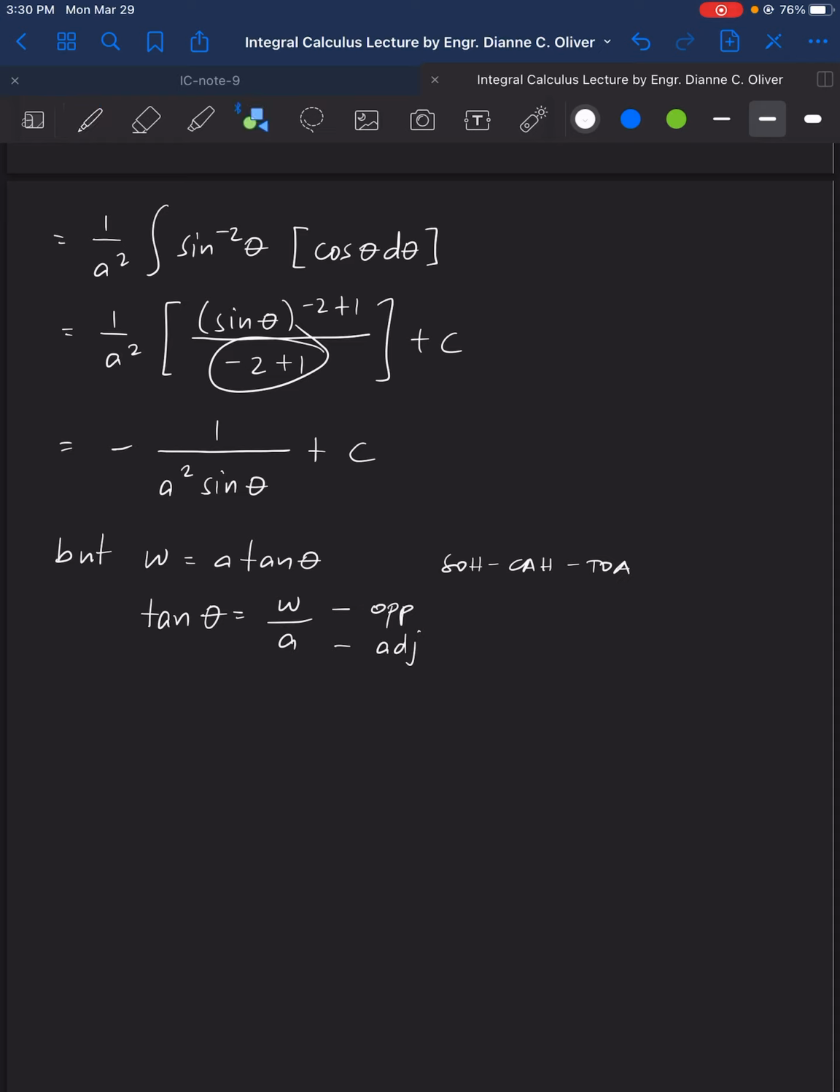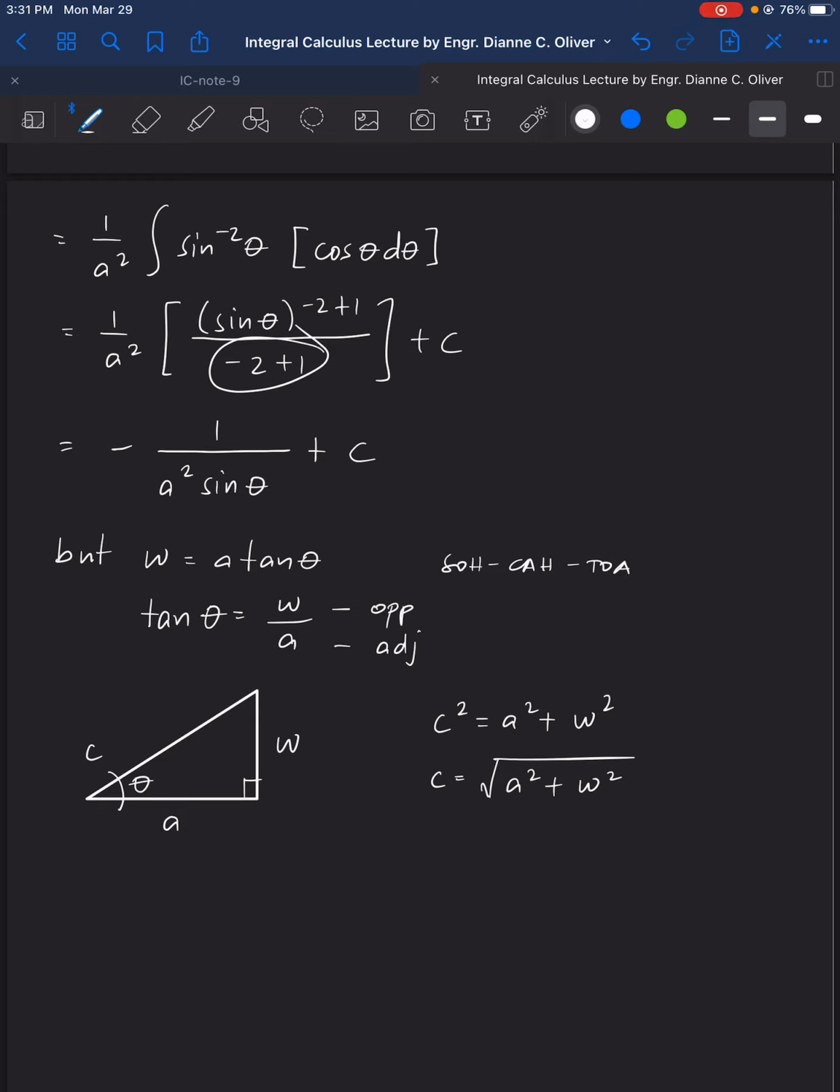So in the right triangle, this is theta, the opposite is W or omega, then adjacent is A, so what is C? Using the Pythagorean theorem, C, the hypotenuse squared, is equal to the adjacent plus the opposite, all squared. So C now is equal to square root of A squared plus W squared, or omega squared.